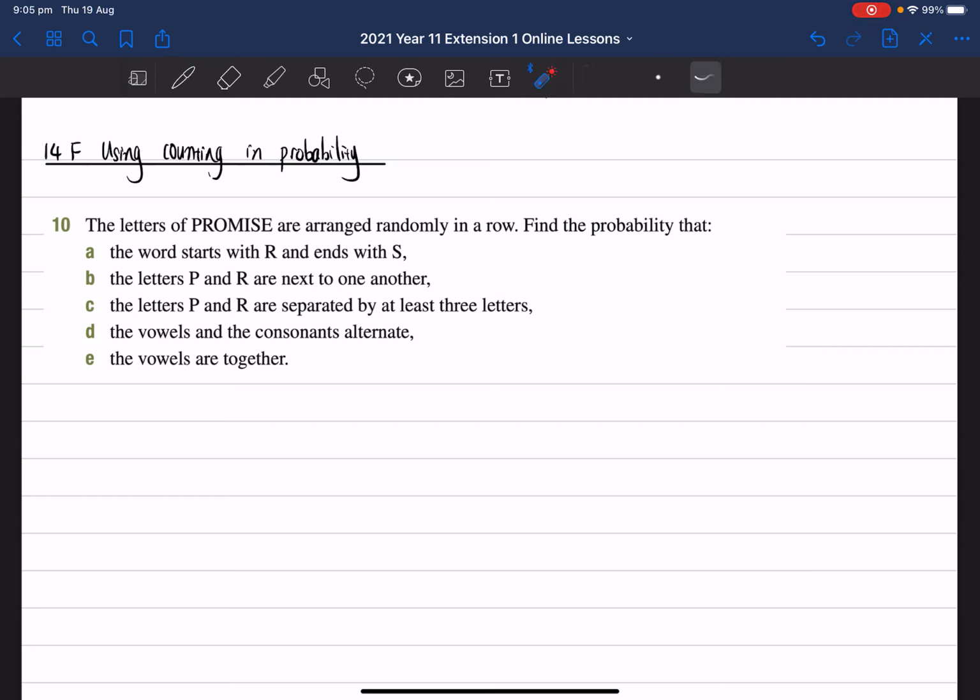So let's have a look at the first question here. The first question says the letters of PROMISE are arranged randomly in a row, find the probability that the word starts with R and ends with S. Alright, so it's actually pretty interesting and an easy question, to be honest, because it's about the same. Instead of a question asking you about arrangement, you're actually asking about the probability, the chance.